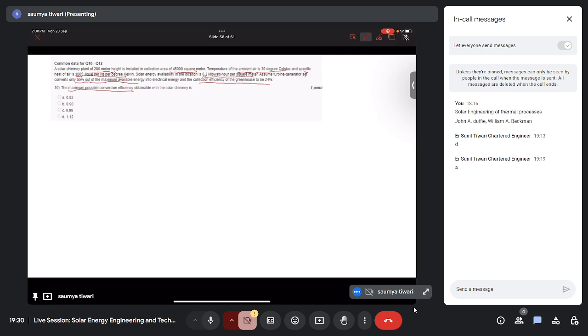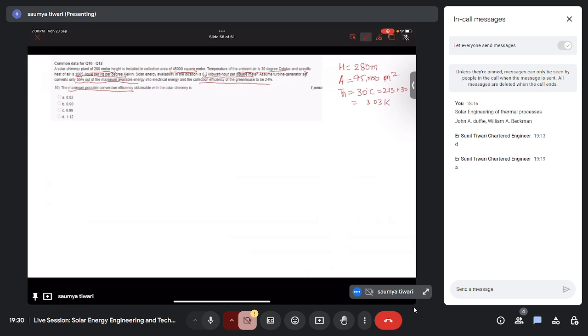Okay, let's solve this question. So what's given in the question is a solar chimney plant. Its height is given, so the height is 280 meter. The collection area is given, so the area is 45,000 meter square. The temperature of the ambient is given in degree Celsius, so it's 30 degrees Celsius. Or in Kelvin, we can write 273 plus 30, which will be equal to 303 Kelvin.